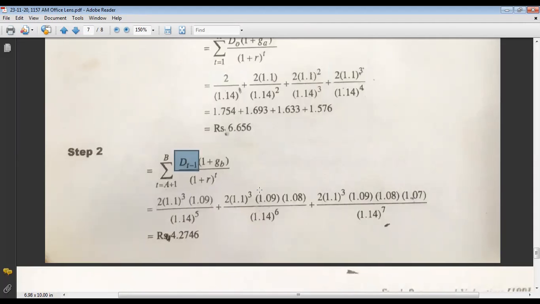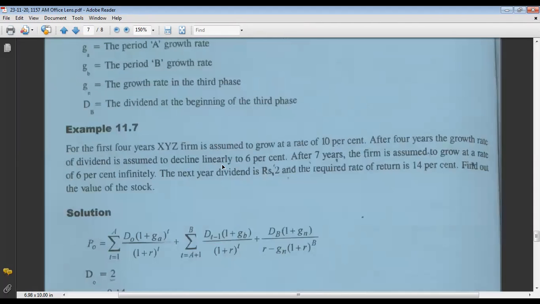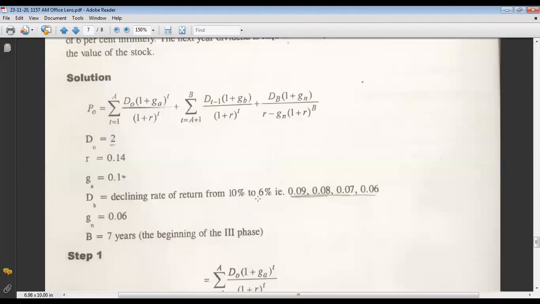Yes, sir. Okay. Now, in the problem, clearly again, as I said, the decline is going to be linearly, and that is the reason my decline rates I have mentioned here from 10% to 6%. How am I going to decline? I am going to decline step by 1% every year because I have to reach 6%, right? In a period of 3 years, I have to reach 6%. So I decline it by one. This is my growth in the fifth year. This is my growth in the sixth year, seventh year. Okay. And after seventh year, I am going to grow constantly at 6%. There is no change here.